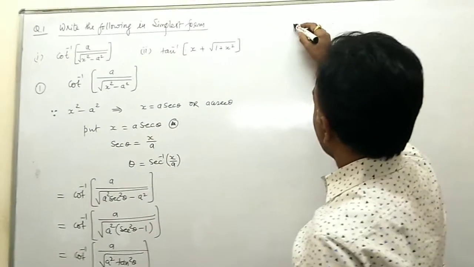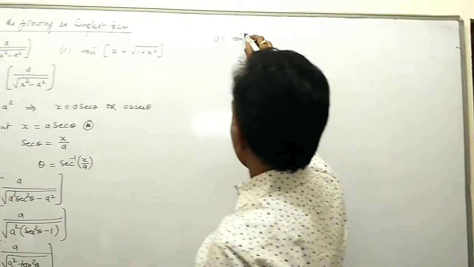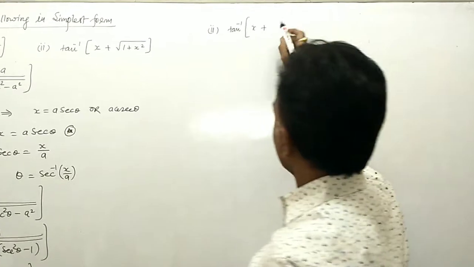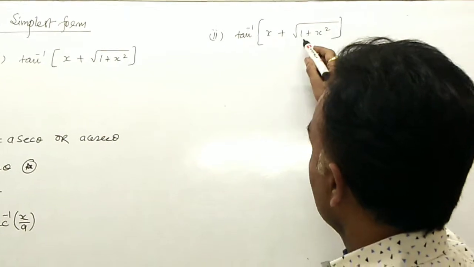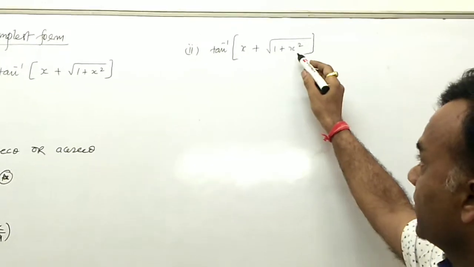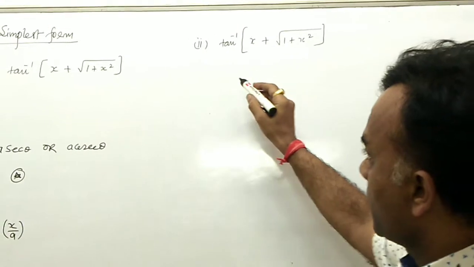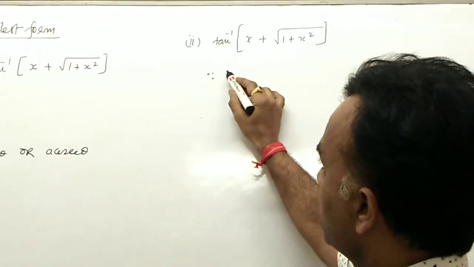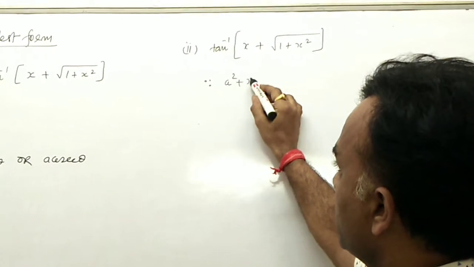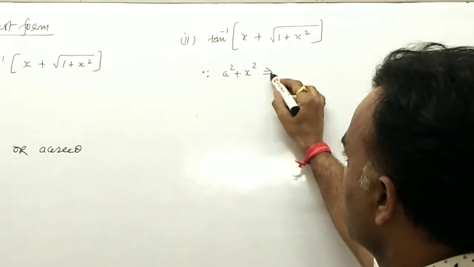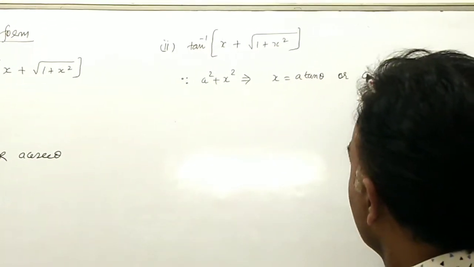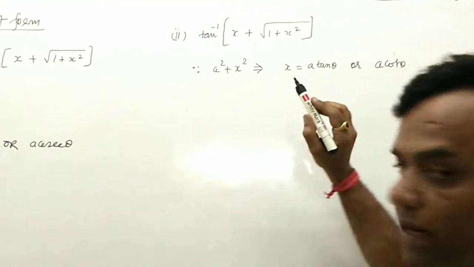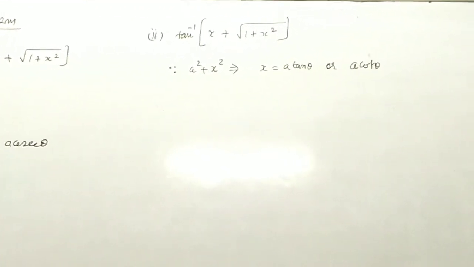Similarly, we have the same second question: tan inverse of x plus under root of 1 plus x square. Here we have 1 plus x square, which means there are two options. Again write down the conditions: if we have a square plus x square, then the options for x are a tan theta or a cot theta, because we know the two identities 1 plus tan square and 1 plus cot square.